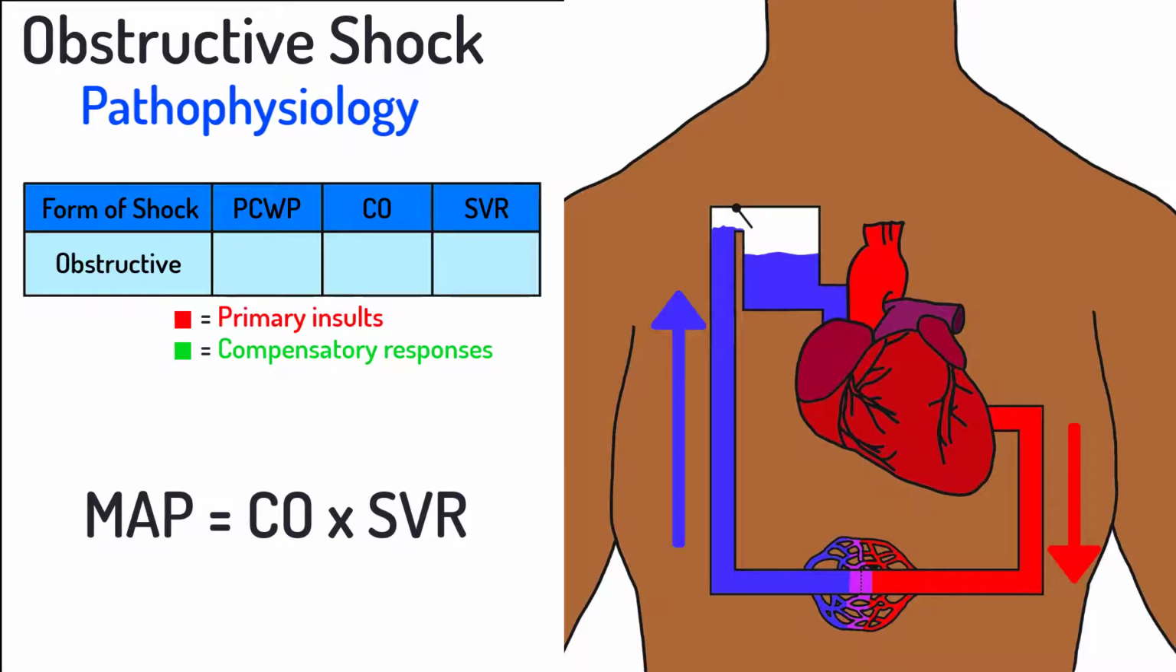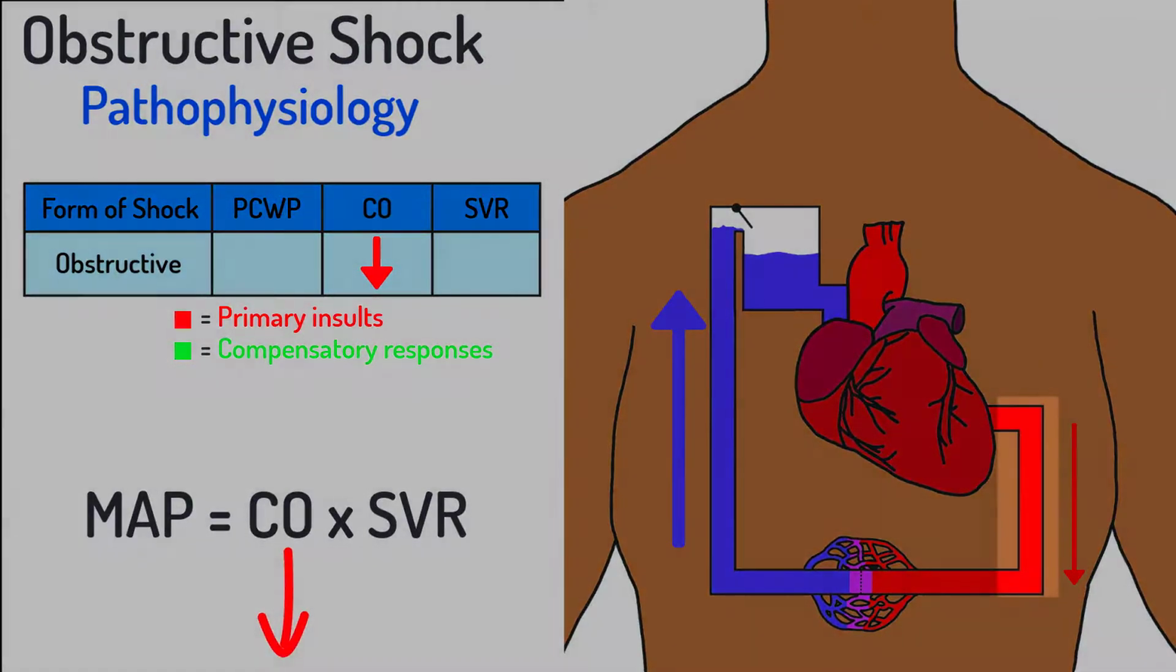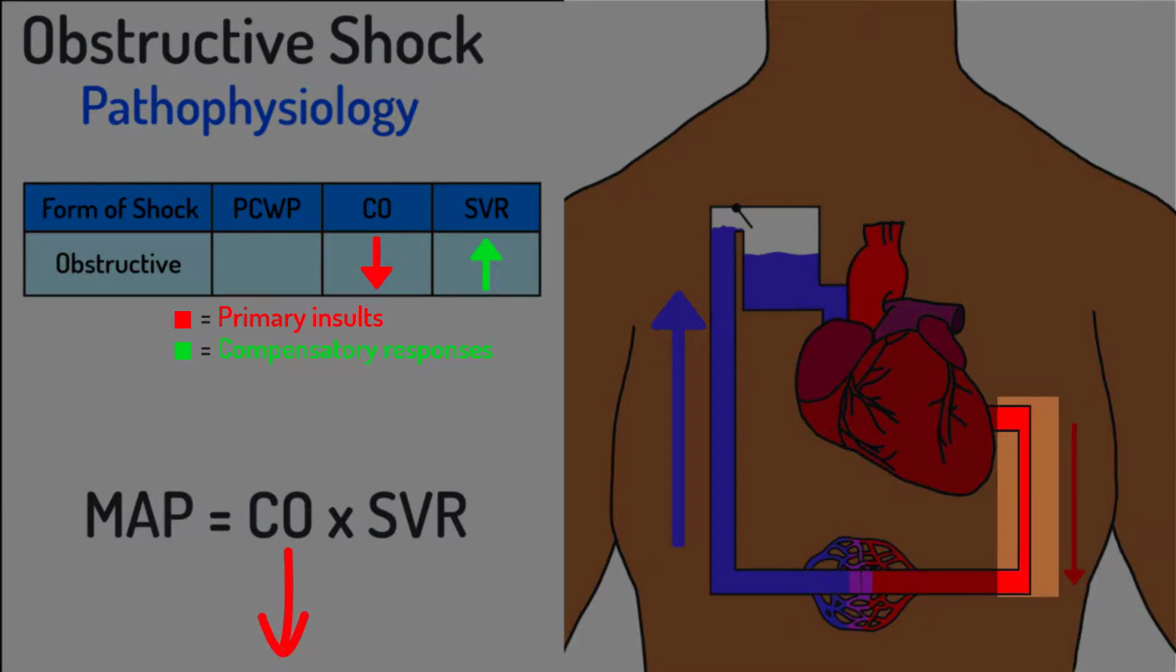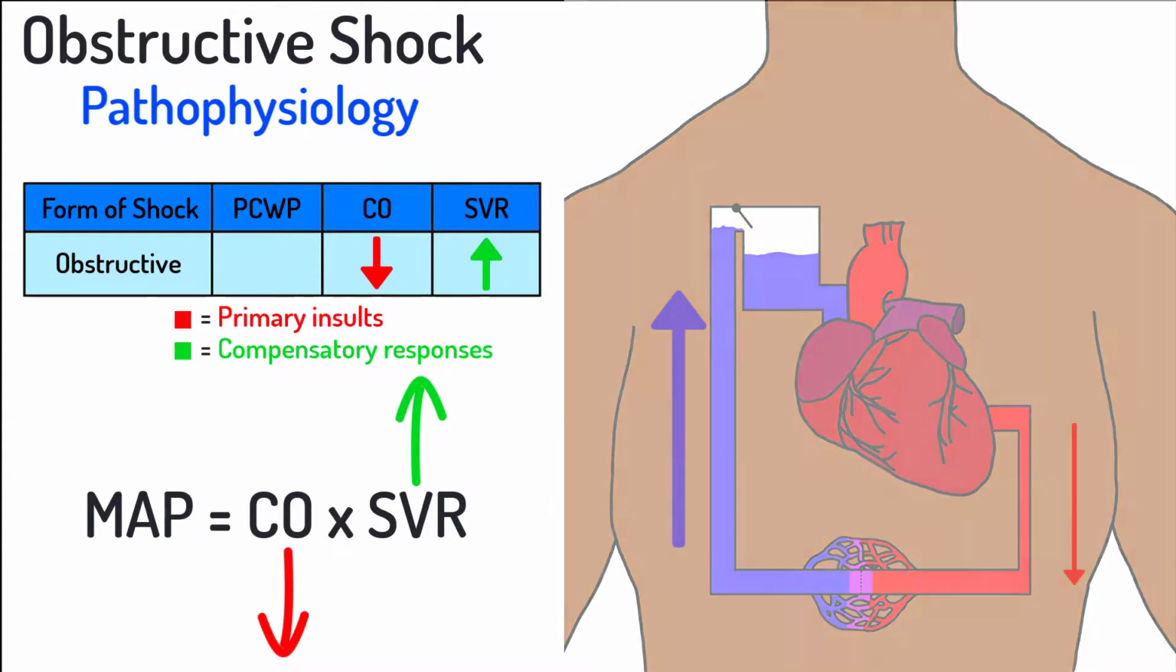Obstructive shock is very similar to cardiogenic shock. In both cases, the primary insult is a reduction in cardiac output. This leads to a compensatory rise in the systemic vascular resistance. The defining difference between obstructive and cardiogenic shock, however, is the source of cardiac output reduction.